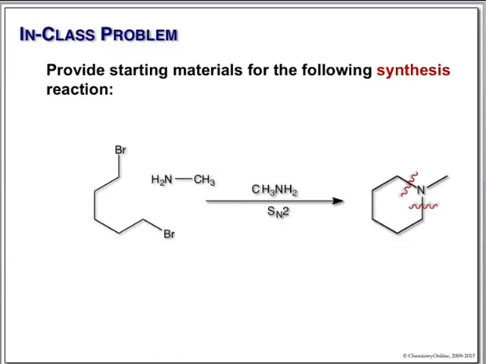That is our second reactant. Again, the nitrogen will displace it this way, and we make our cyclic product. Any questions?